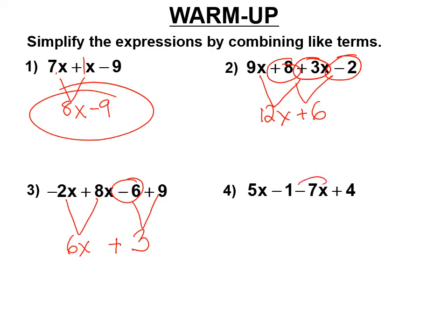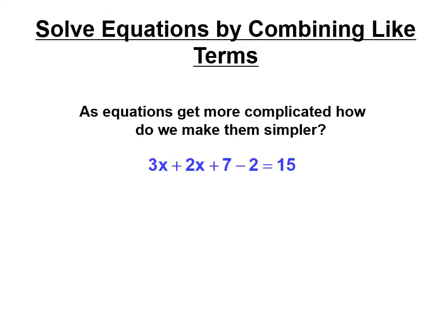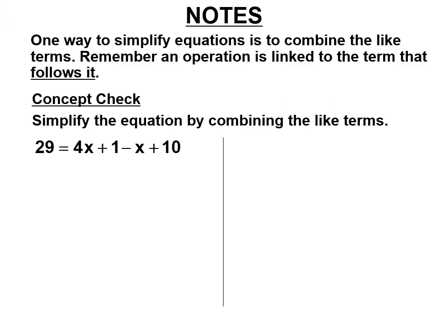The key is this goes with that 7x. And so 5x minus 7x is negative 2x. Over here, this minus goes with the negative 1. Negative 1 plus 4 is positive 3, so it's negative 2x plus 3. We have simplified those expressions by combining like terms. So we're going to be doing that in equations to help us find x and solve them.